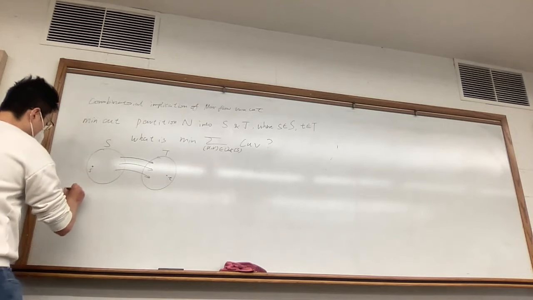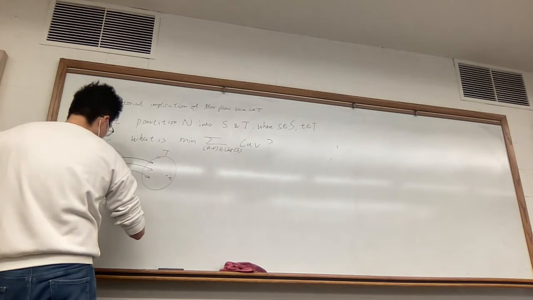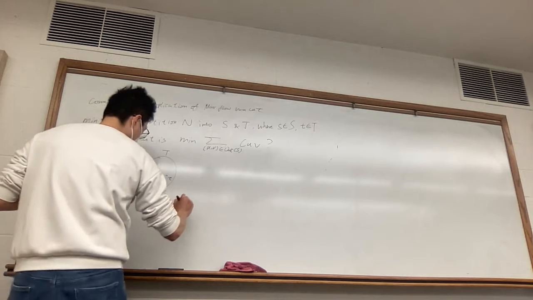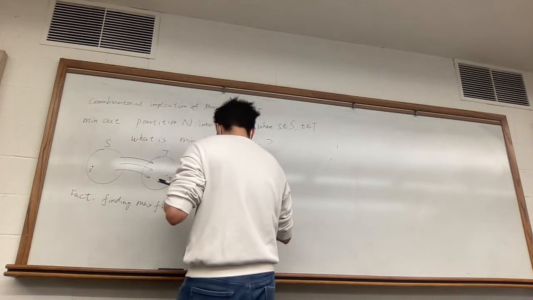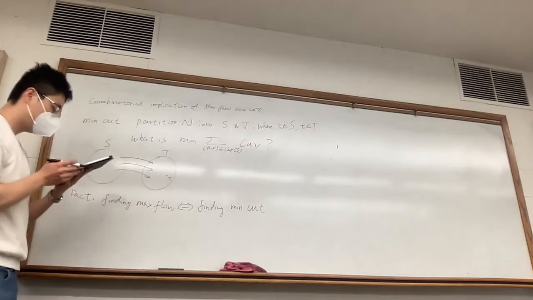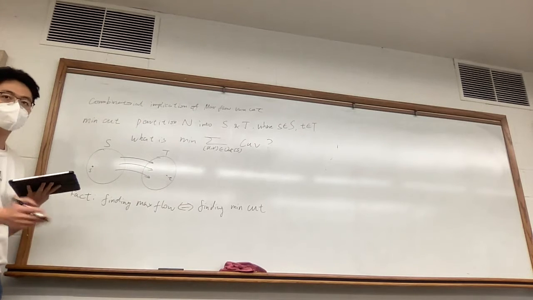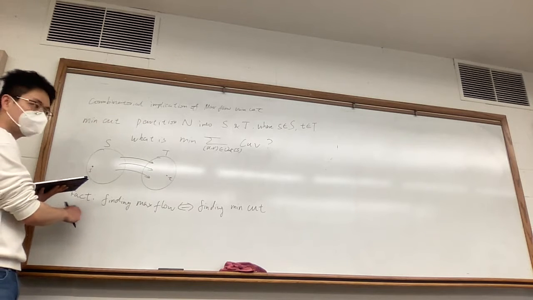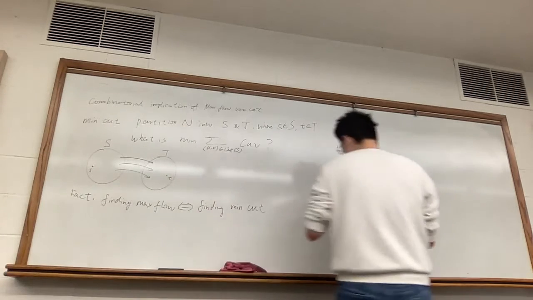I think in the class, you have already learned a fact. The fact is that finding max flow is equivalent to finding min cut. My question is why? Has Dr. Costello covered this fact in her lecture? Max flow is equivalent to finding min cut. Okay, so I'll quickly go through it.